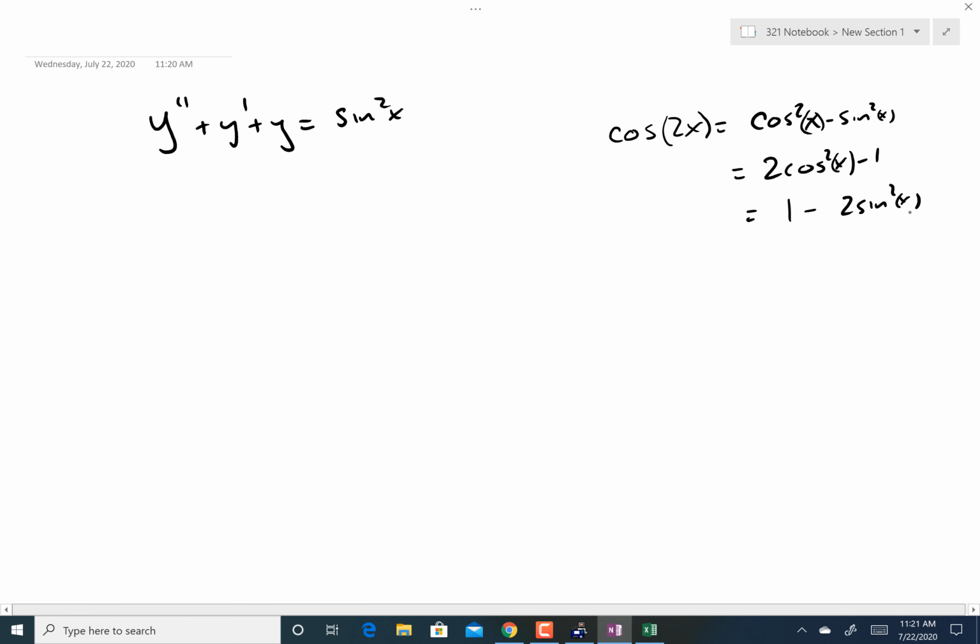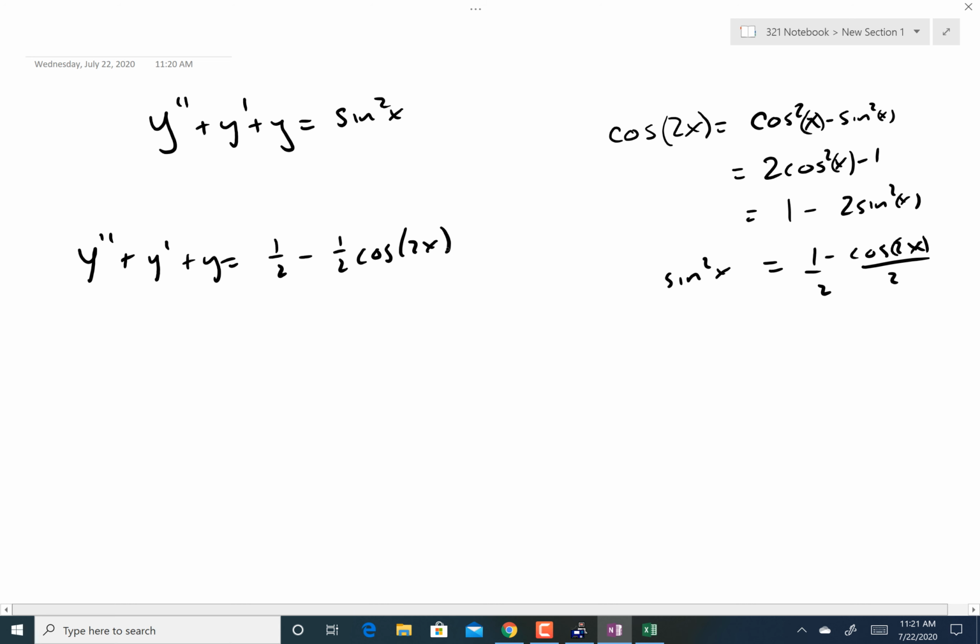Oh, wait, dude. If I did this and I played musical chairs, I would get 2 sine squared x equals 1 minus cosine of 2x. Wait for it. Divide by 2. And lo and behold, I could replace that with that. So I get y double prime plus y prime plus y equals a half minus a half cosine of 2x. And now we're off to the races, okay?